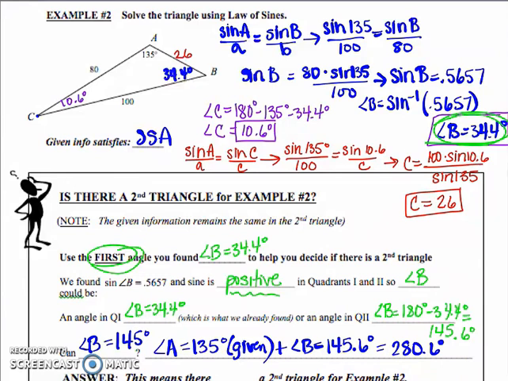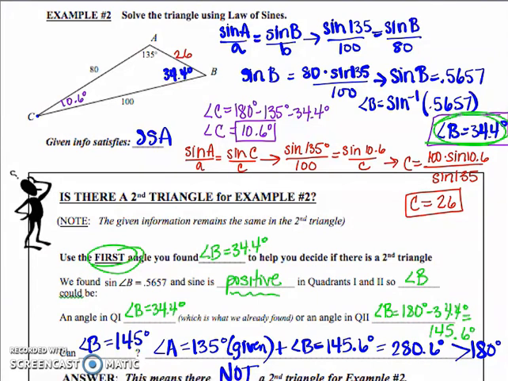then that is going to total about 280.6 degrees. Is it possible for us to have two angles that total over 280 degrees and still have room left for a third angle, angle C? No, it's not possible. Okay, this is already greater than 180 degrees, which we know is what our triangle angles have to total. So the answer is, this means that there is not a second triangle for example 2.